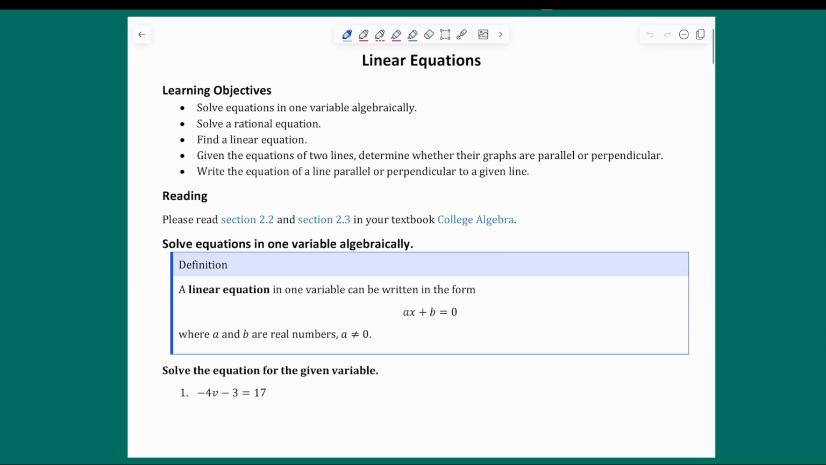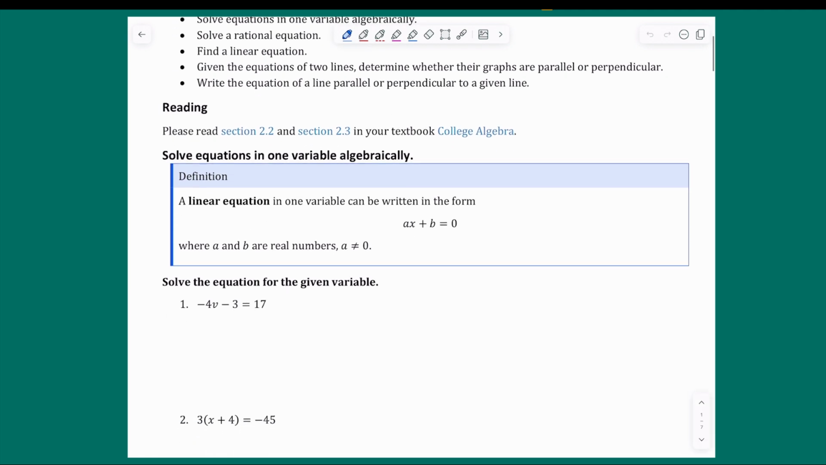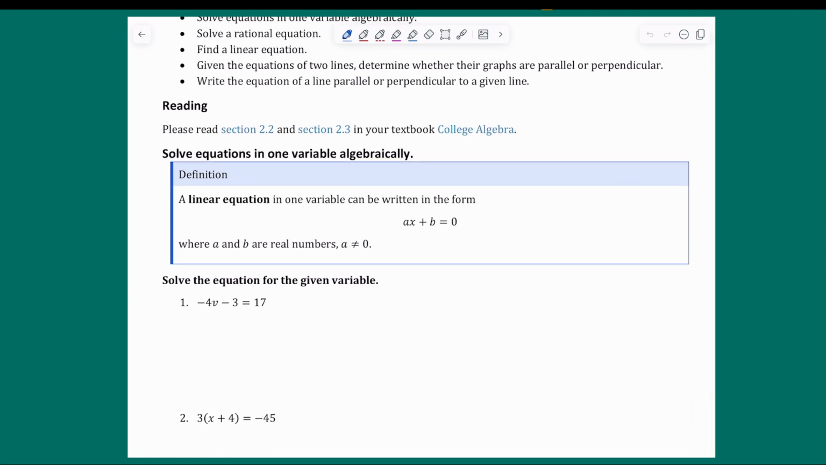Okay, so you can find this material in our textbook, College Algebra, in sections 2.2 and 2.3.